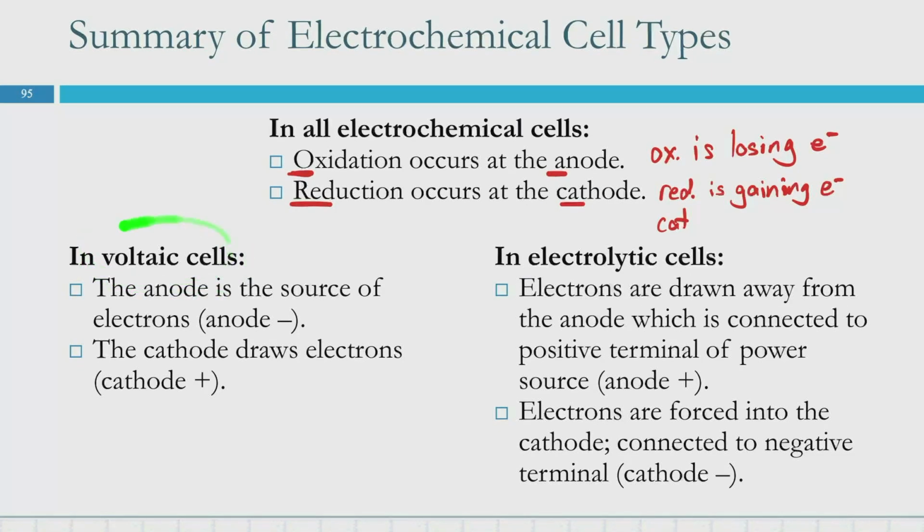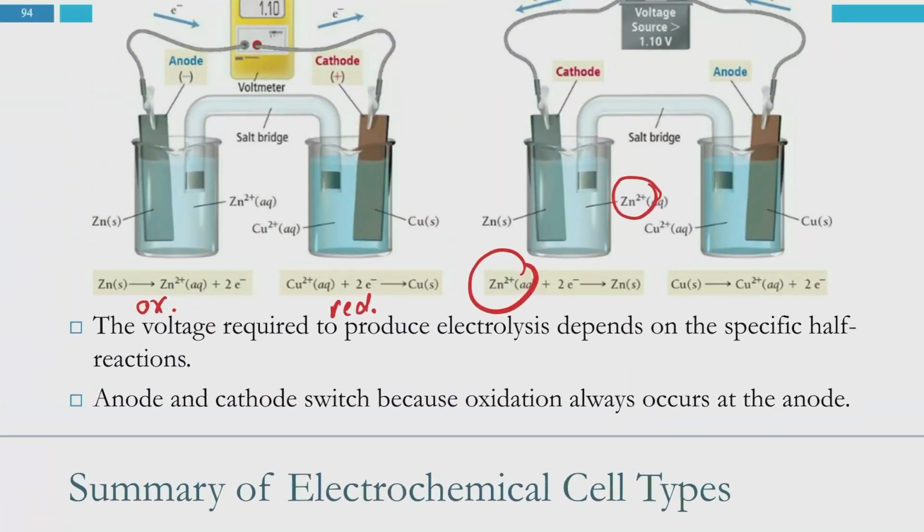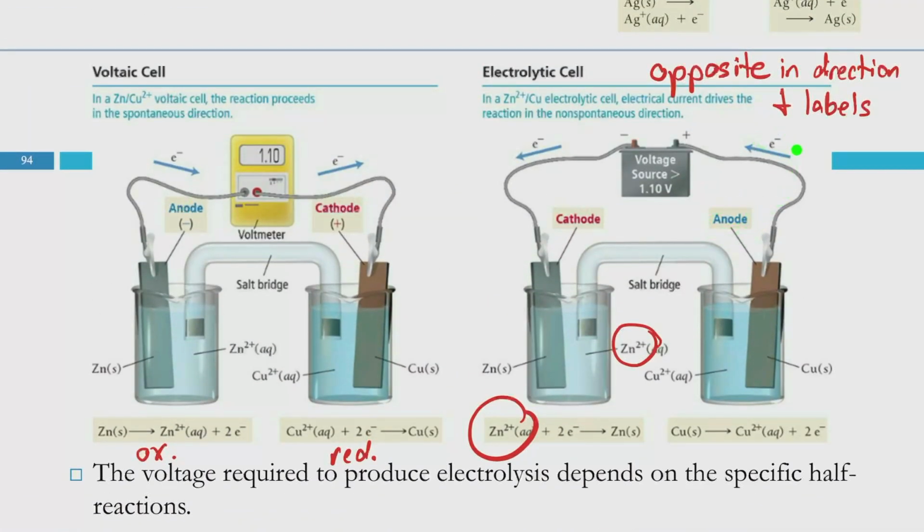In our voltaic cell, the anode is the source of electrons. That's where the oxidation is occurring, and the cathode's drawing the electrons. In our electrolytic cells, electrons are drawn away from the anode. In our diagram, it still looks like it's the source of the electrons. Right, they're flowing away from the anode. So the idea is the same.